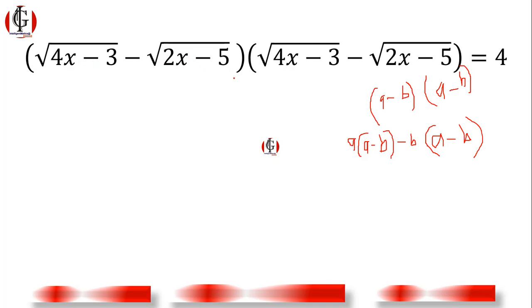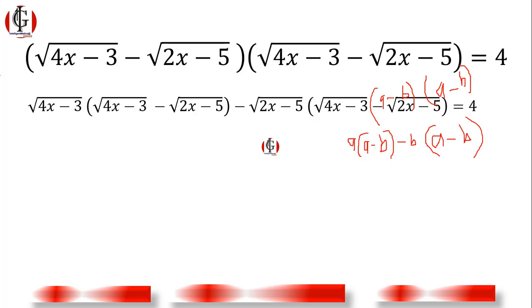Now let's apply this. These are a, these are b. So we have root 4x minus 3 open bracket, root 4x minus 3 minus root 2x minus 5 close bracket, minus root 2x minus 5 open bracket, root 4x minus 3 minus root 2x minus 5 close bracket, equals 4.